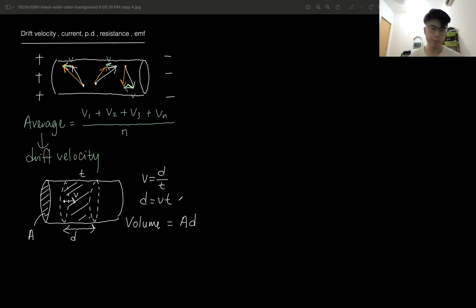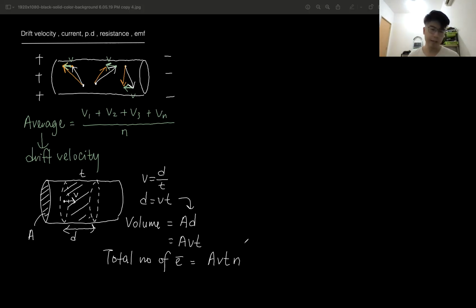Okay, now d, I just put this one in here. I get AVT, that's the volume. And from here, I can find the total number of electrons. If I want to find the total number of electrons moving in this volume, I would take the volume, which is AVT, times a physical quantity that we call the electron density. We denote it as N.